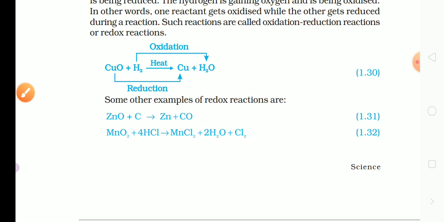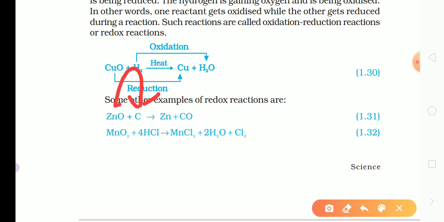Look at the reaction: ZnO plus C gives Zn plus CO. What is happening? Zinc oxide is treated with coke or carbon. And in that chemical reaction, what is happening?